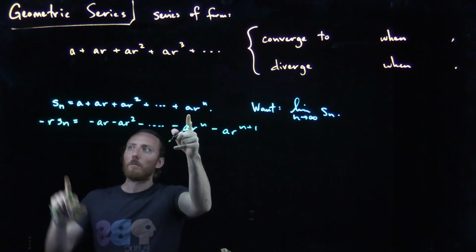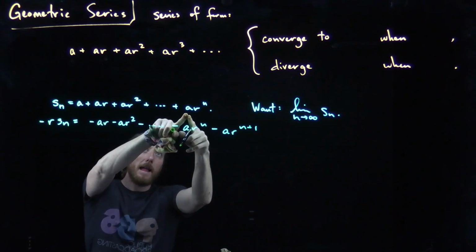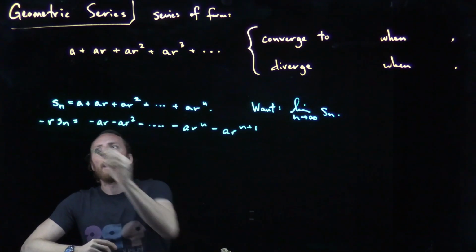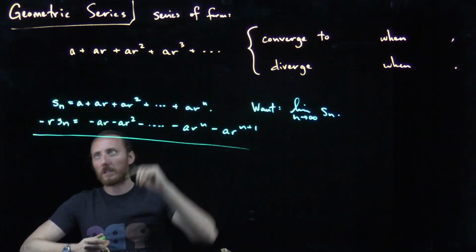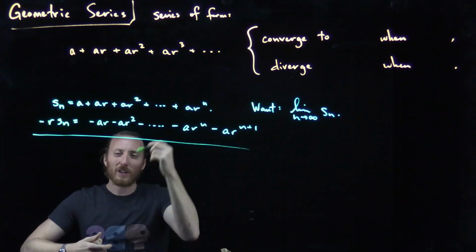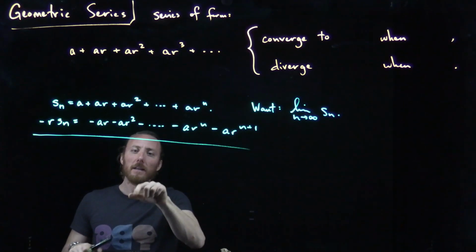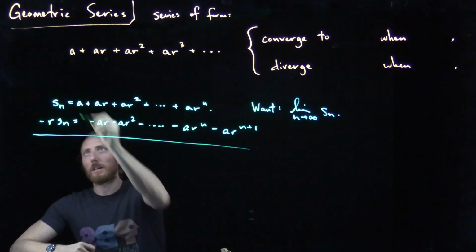Just to be clear here, when you take the r and distribute it to the ar to the n, you'd end up with an ar to the n plus 1 term. But the way that I've written this out is sort of suggestive of what we're going to do next. We're actually going to add these 2 equations together, right? Because if each equation has equal things on left and right, you can add equal things to equal things and still get equal things back.